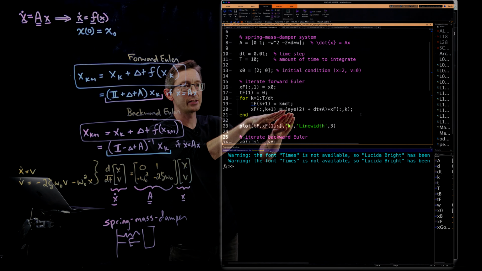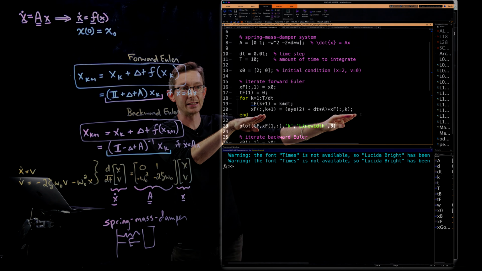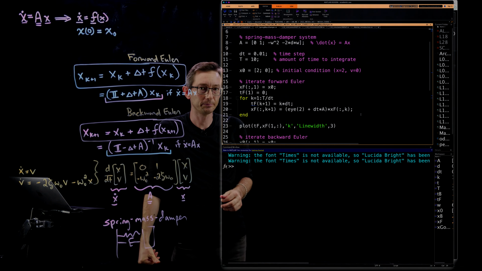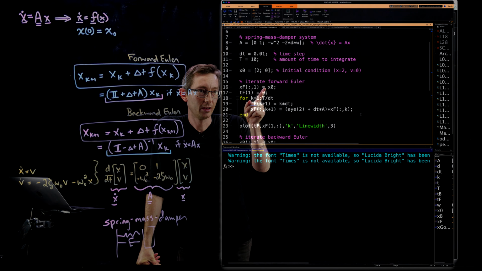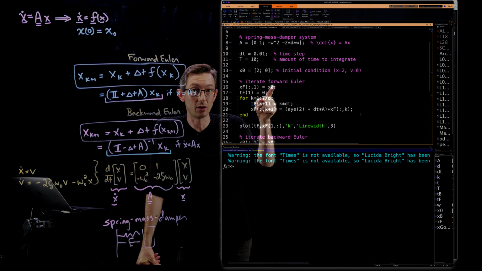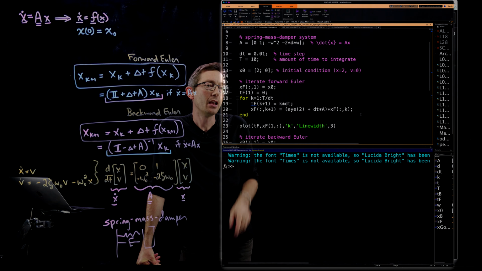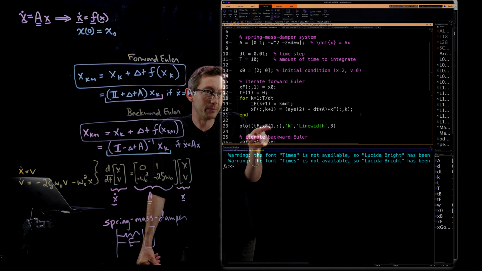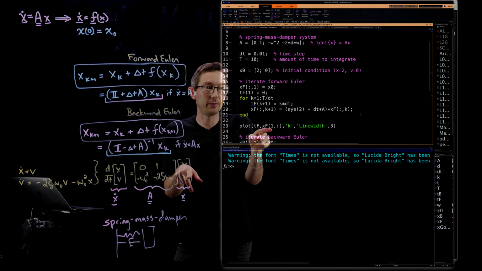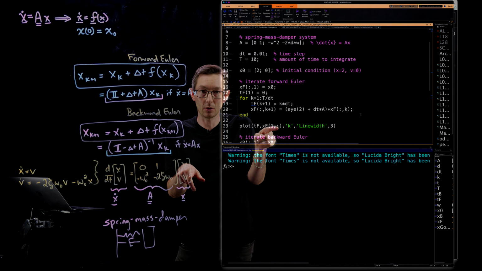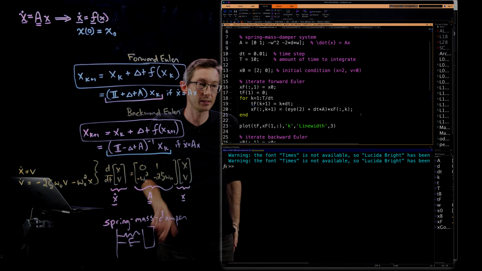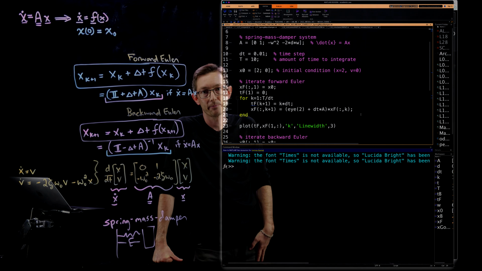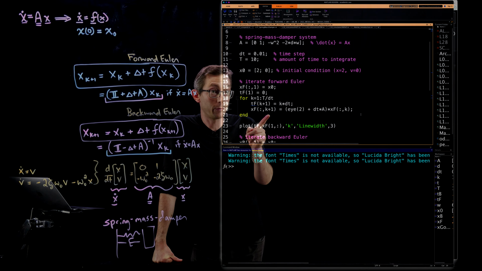And again, you can convince yourself that this formula here is exactly this formula here. Okay, starting with the 0, the first column is my initial condition. And then I'm going to plot the first position, which is x. If I did xF(2,:), that would be plotting the velocity, but I'm just plotting the position, the first entry of this, the first row of my matrix. Okay, so that's forward Euler.